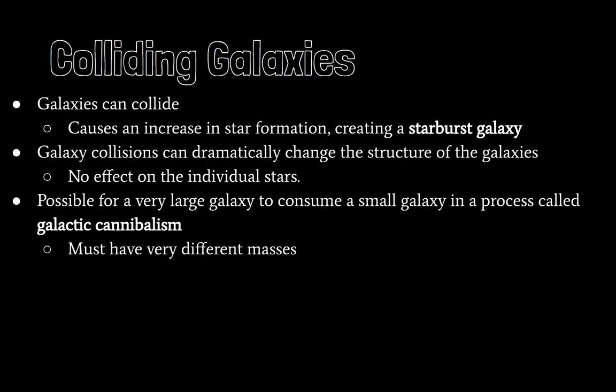Galaxies can collide and pass through each other. This causes an increase in star formation, causing a starburst galaxy, which is a galaxy in which stars form at a much faster rate than in our galaxy. Galaxy collisions can dramatically change the structure of the galaxies, but they usually have no effect on the individual stars. It is also possible for a very large galaxy to consume a small galaxy in a process called galactic cannibalism. And this usually happens when the masses are very different.